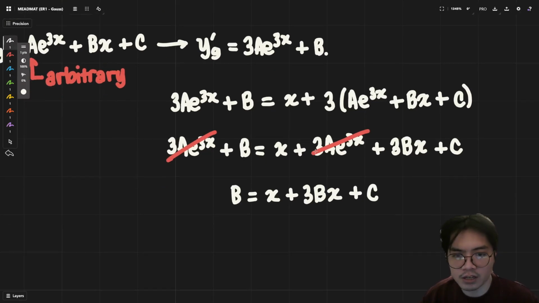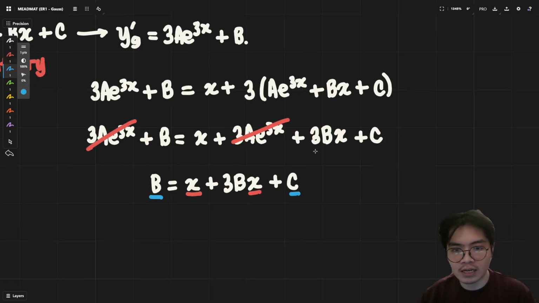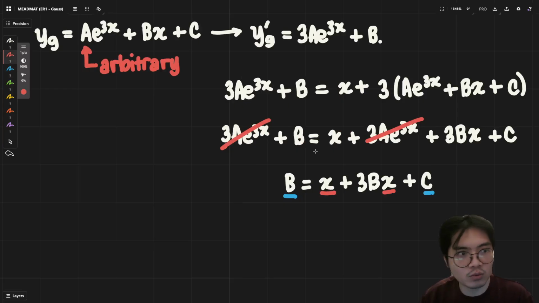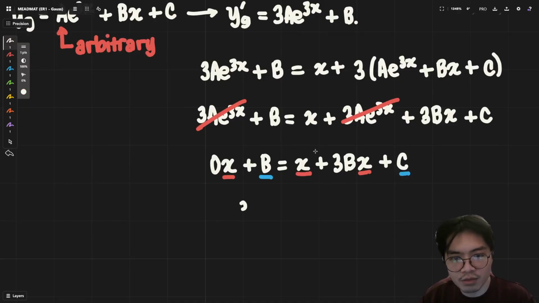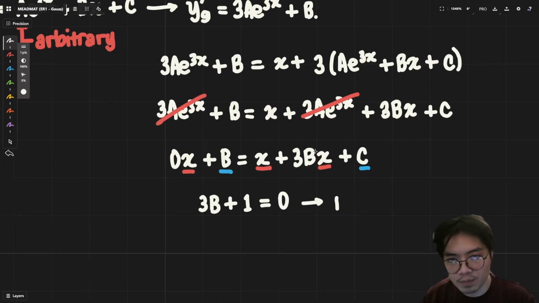And then basically you're going to have to look at all of the ones with an x, the ones with an x right here and the ones with a constant right here, and you're going to basically compare them. On the other side, there's no x in here, so we'll just say that that is going to be 0x plus b. There you go. And so we will see in here that 3b plus 1 is going to be equal to 0, which means that your b in here is going to be equal to negative 1/3.